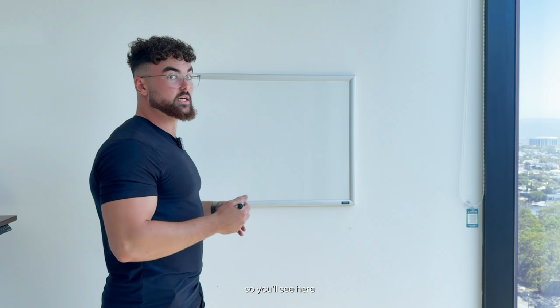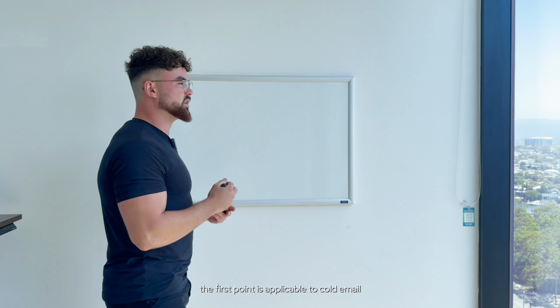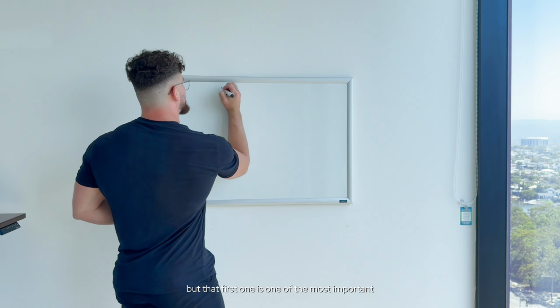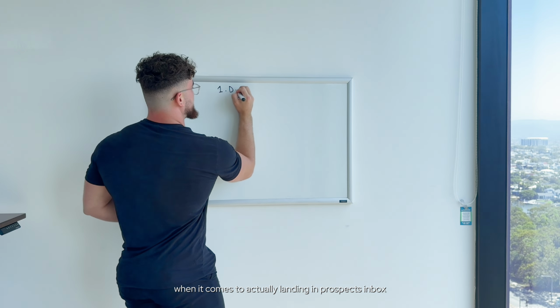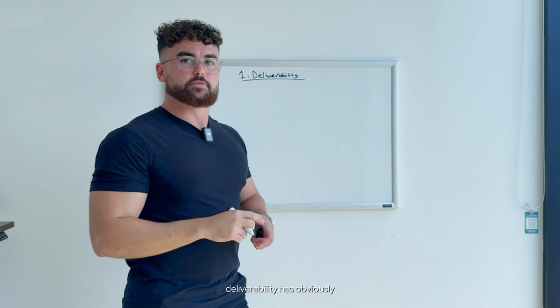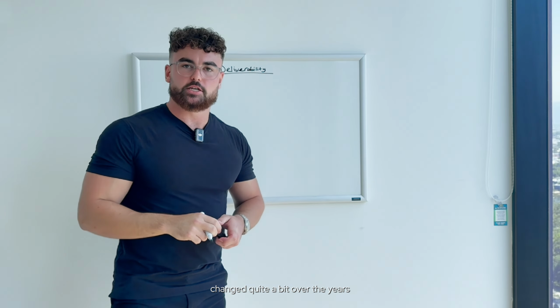So you'll see here, the first point is applicable to cold email, not so much your LinkedIn outreach. But that first one is one of the most important when it comes to actually landing in prospects' inboxes, which is deliverability. Deliverability has obviously changed quite a bit over the years. The principles still stay the same though. So when it comes to delivering into a prospect's primary inbox, when you're sending cold emails, you also don't want to be sending from your main domain. So what it comes down to when it comes to deliverability is going to be setting up a secondary infrastructure.